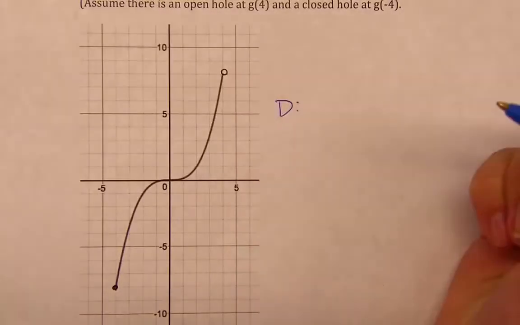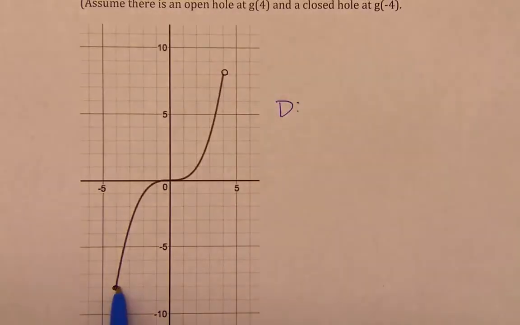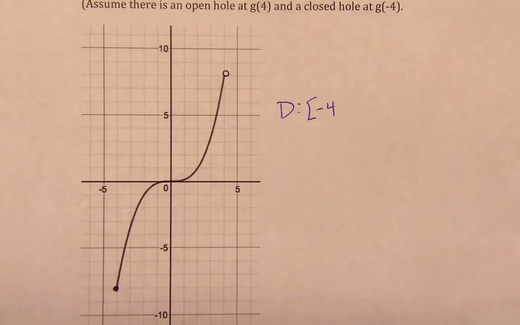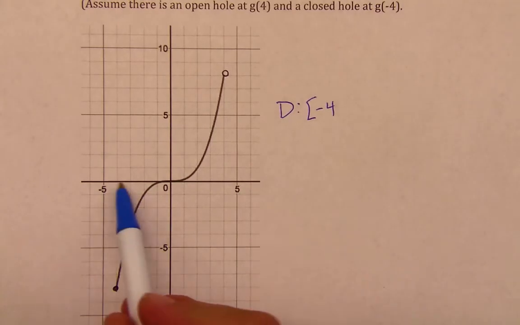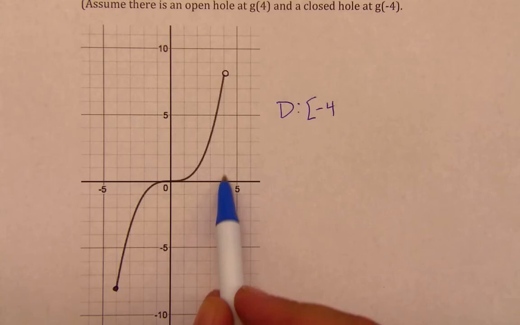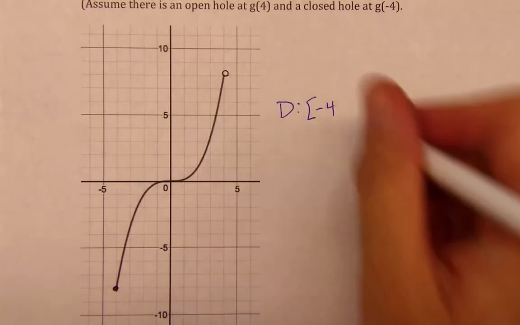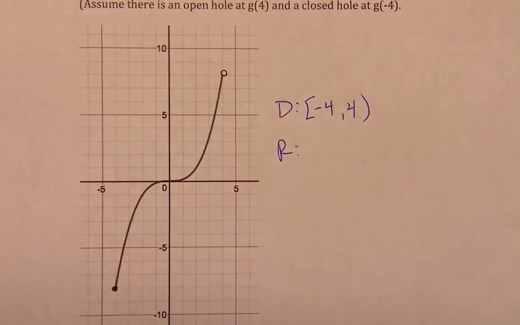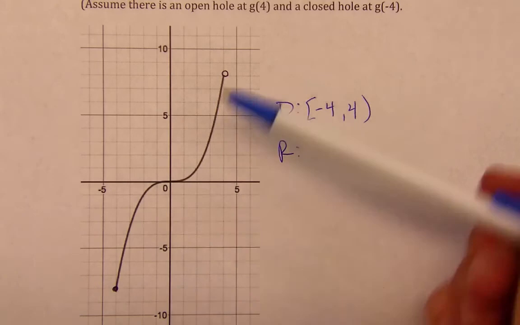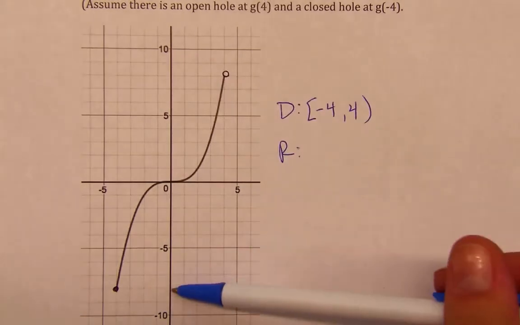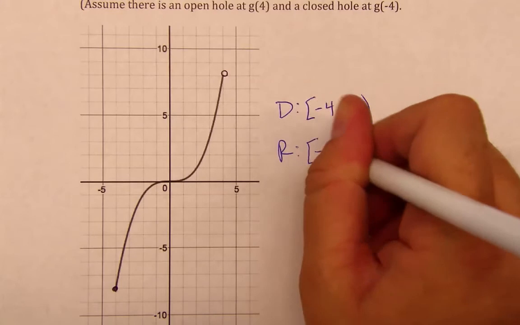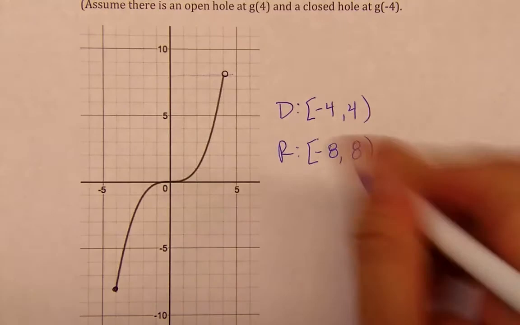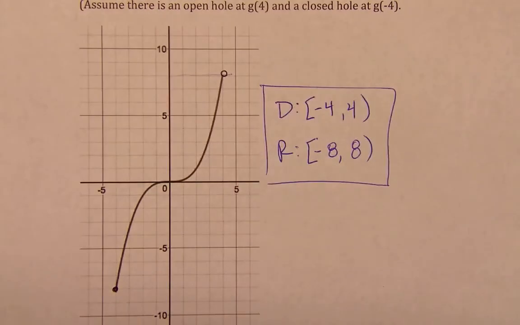So again, our domain is our x values here, and our x value at negative 4 is defined here. That's our smallest x value, and it goes all the way to positive 4. But the difference here is that it's not defined at positive 4, so we'll use a parenthesis. And our range here goes from negative 8 to positive 8. However, it's defined at negative 8, but at positive 8, it's not defined. We've got an open dot, so we'll use parentheses. And that's our domain and range for that function.